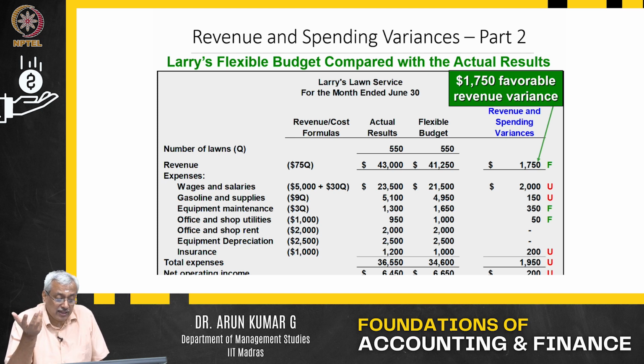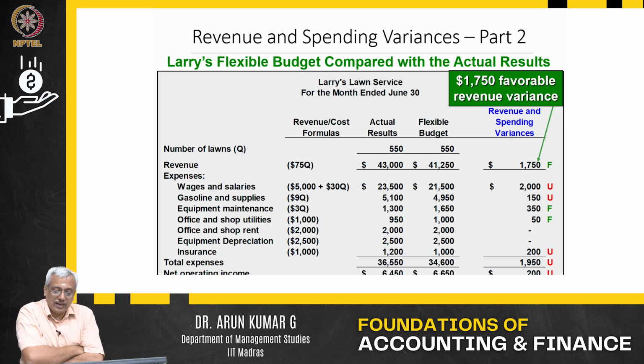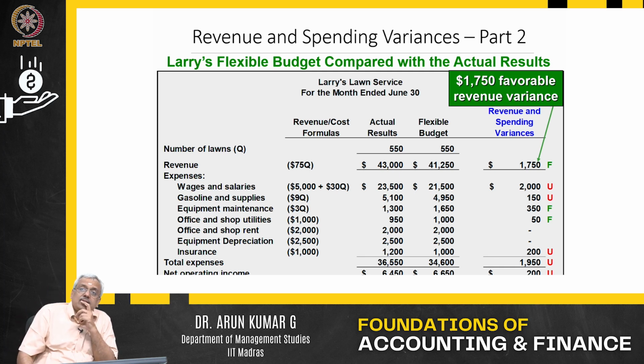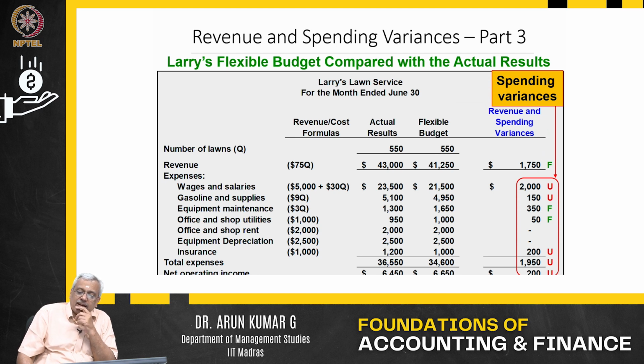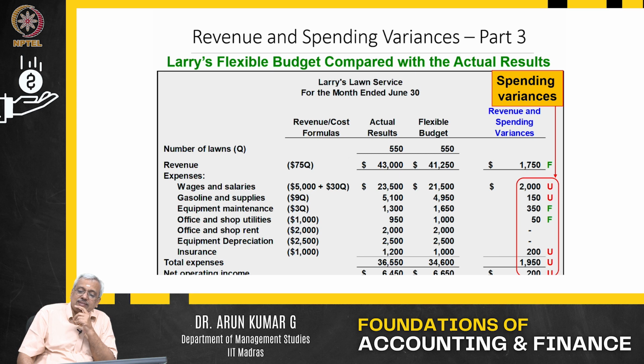Now let me go back and check on this. Why? Is the cost really gone up? Have I splurged it somewhere? What is the reason? I can now explore that. I look at gasoline. 9Q, 9 into 550 should be 4,950, whereas I spent 5,100, unfavorable. My equipment, I spent only 1,300, whereas I could have spent about 1,650, favorable. My office utilities, I spent 950, favorable, and insurance is unfavorable. And my profit, I should have got 6,650, but I've got only 6,450, so unfavorable. These are what we call spending variances. The earlier one is the revenue variance, and these are all spending variances.